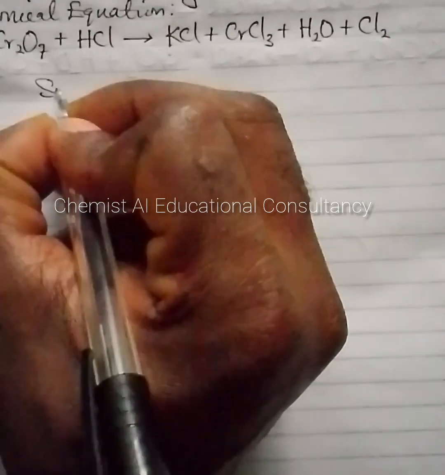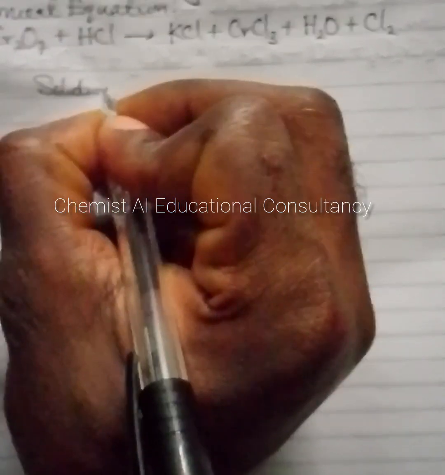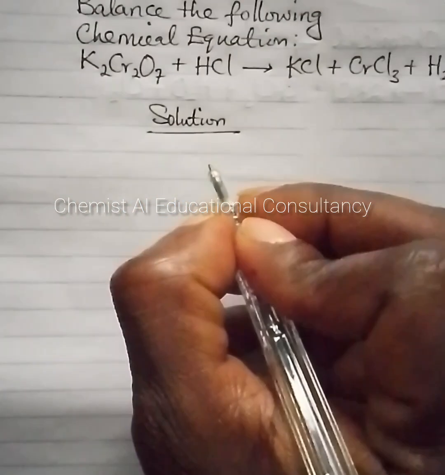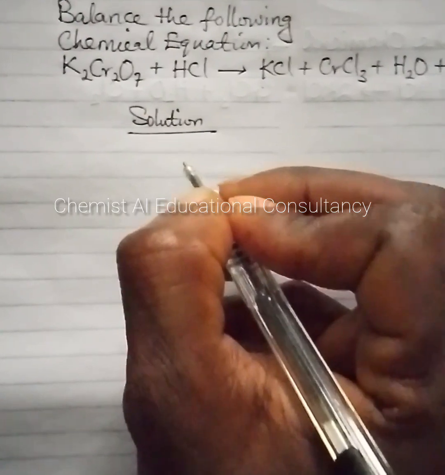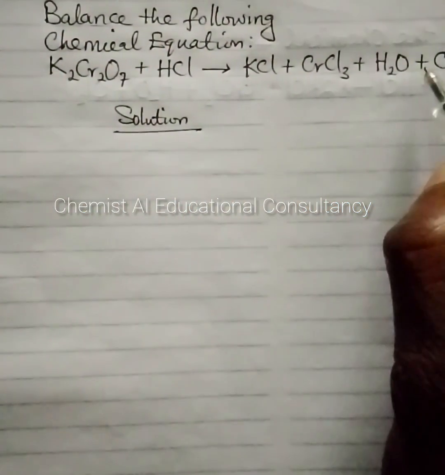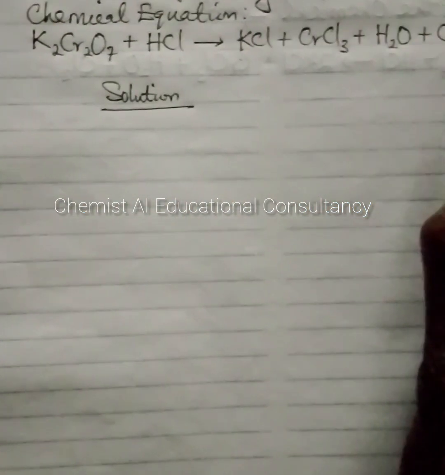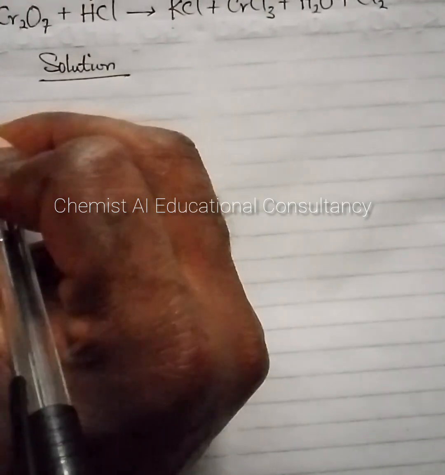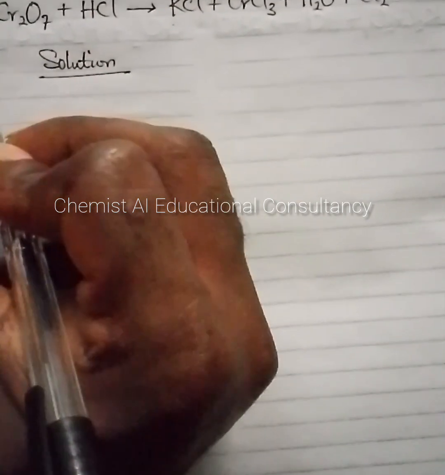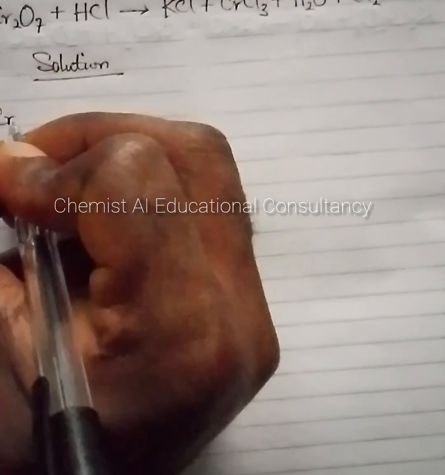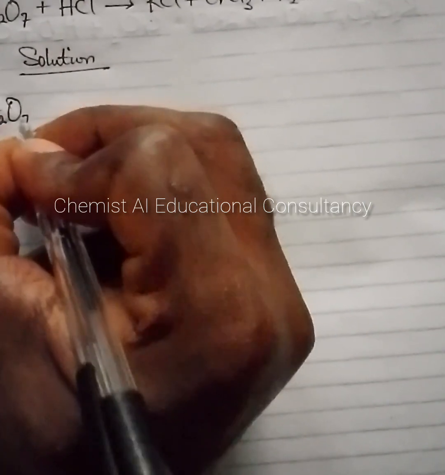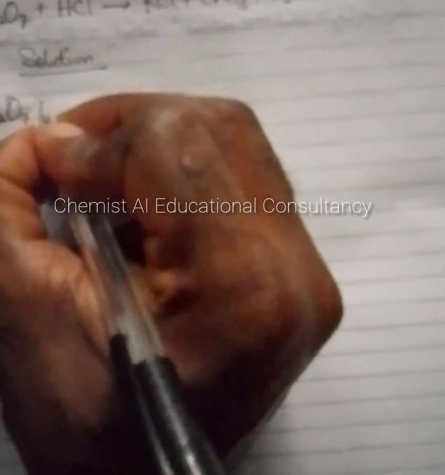The Chemist AI method of balancing this equation is what I call the LCM method. In this method, you don't have to do the endless trial and error that leads to cancellation. The LCM method is therefore the only convenient method you can use to balance chemical equations, especially the stubborn ones.